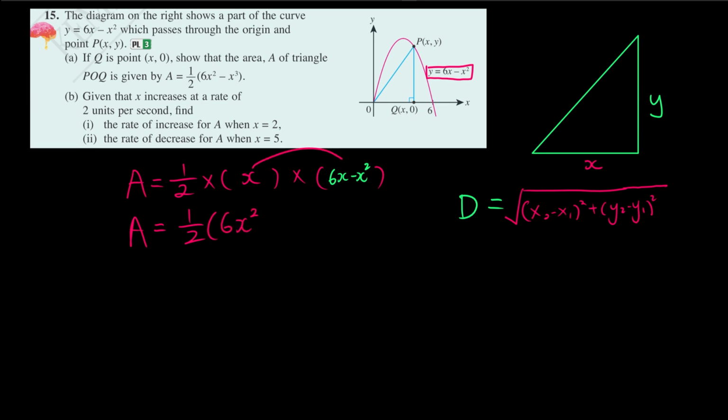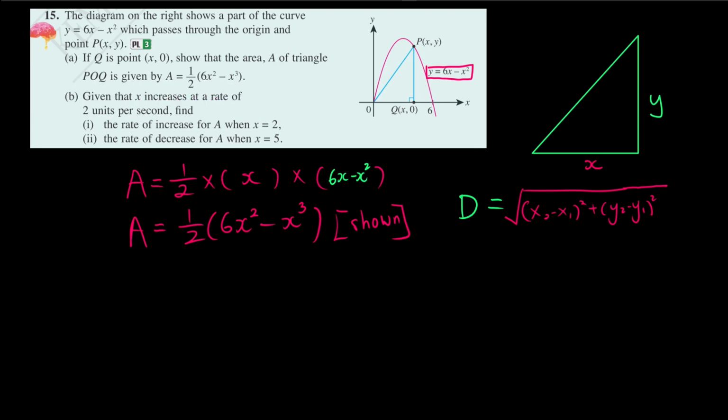And we have x times x squared, we have x cubed. But it's a minus, then we are done. Eventually we already show that the area is indeed the same as in the question. So question B, given that x increases at the rate of 2 units per second.